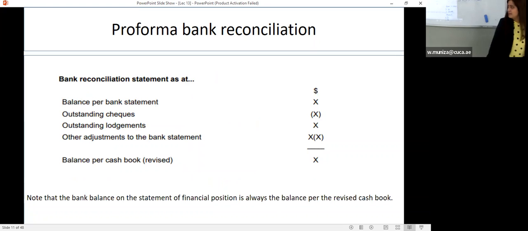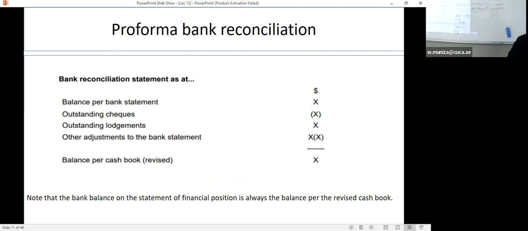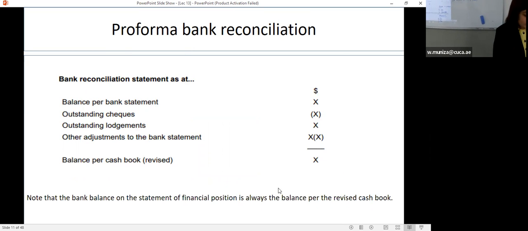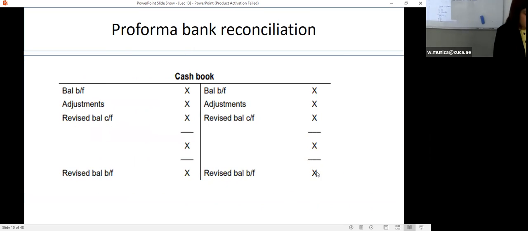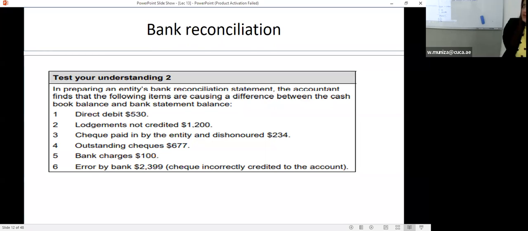They say in the last, note that the bank balance on the statement of financial position is the balance as per revised cash book. Ultimately the cash is taken to the statement of financial position as your asset. So which amount do you take to your SOFP? Finally, this revised balance after the differences. Now, students, is number 2 understood? Let's start doing it.